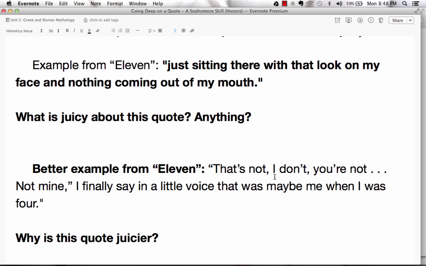So many reasons why this is a juicier quote, and this is the kind of quote that I want to pick. It doesn't just prove my claim. It has all this figurative language. It has all these tricks and these tools that the author is doing to tell me, to show me that Rachel just cannot get these words out of her mouth.